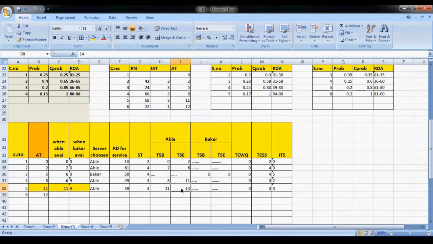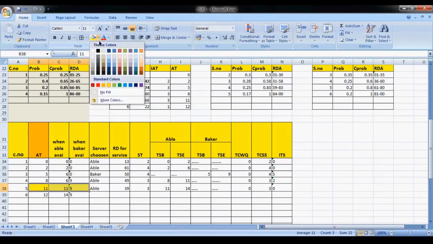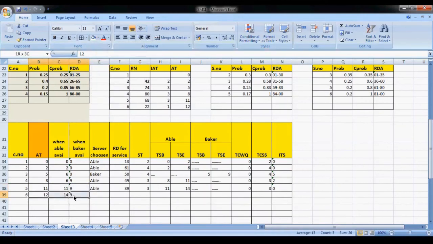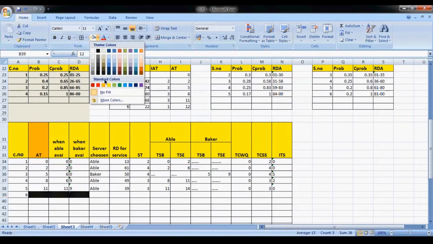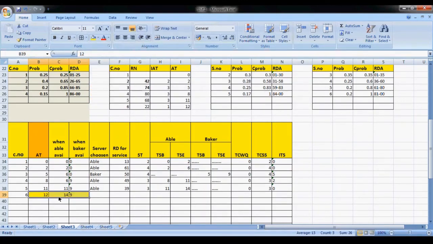Next, Able is available at 14, so I will write 14. Baker is available at 9. The customer is coming at 12. At the time of the customer coming, Able was performing the operation, so only the Baker is free. So the server chosen is Baker.